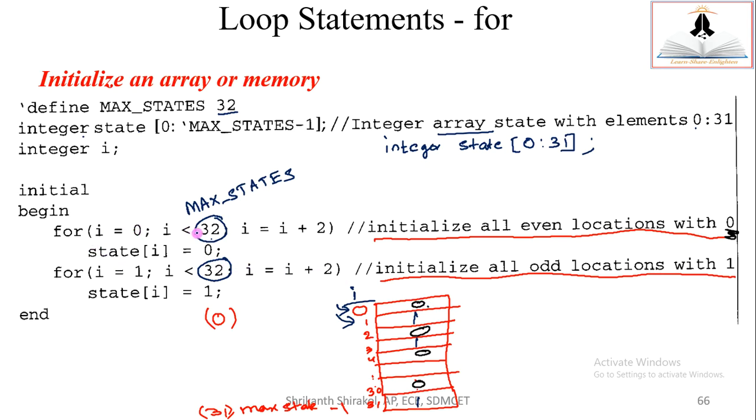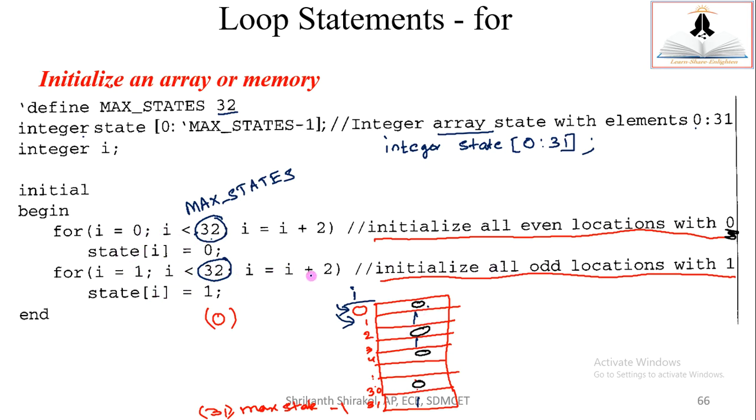i is equal to 2, which holds true for the terminating condition. So state of 2 is also 0. Then 4, state of 4 is also 0. State of 6, state of 8, up to state of 30. State of 30 also follows the condition, so state of 30 is 0. Then 30 plus 2 is 32. So now i is equal to 32. 32 less than 32 fails. It will come out of the loop. Now it takes up the initialization of all odd locations. I am starting with 1. When 1 follows the condition, state 1 is equal to 1.